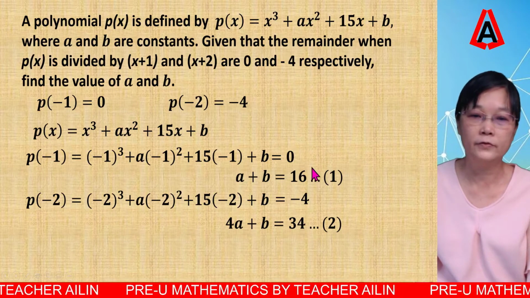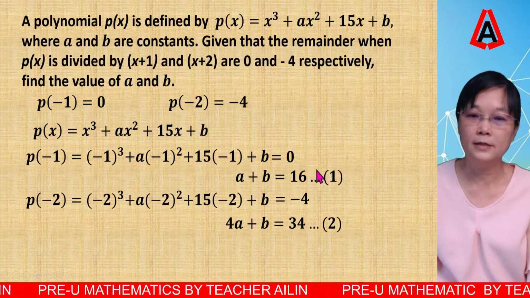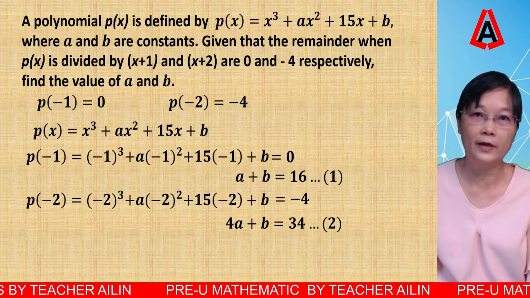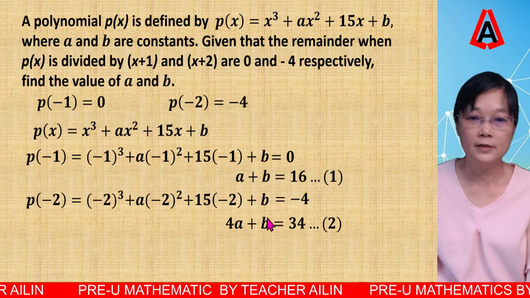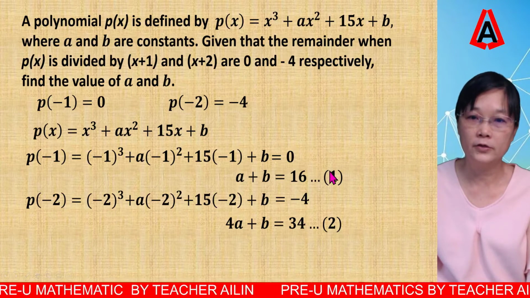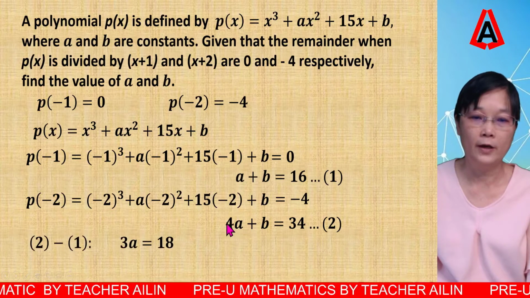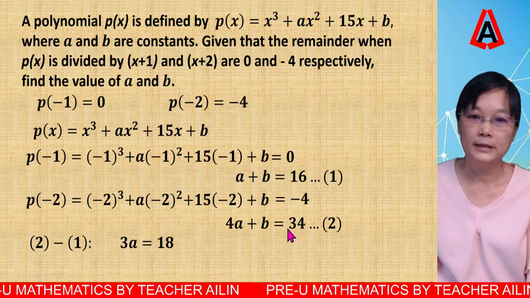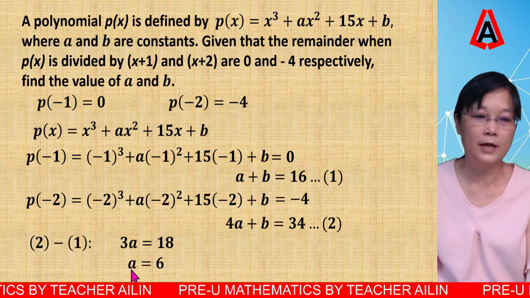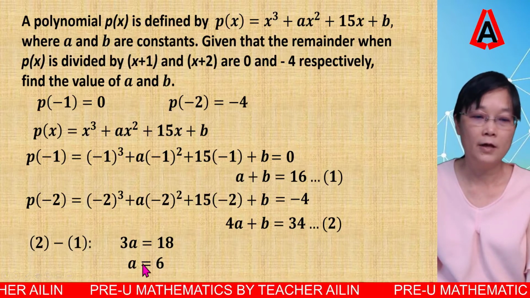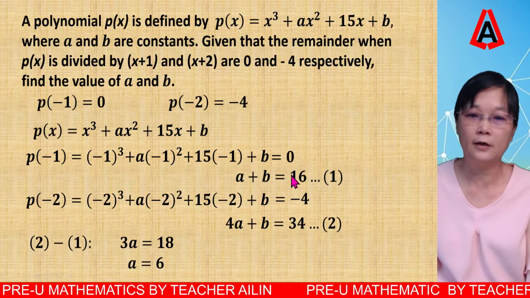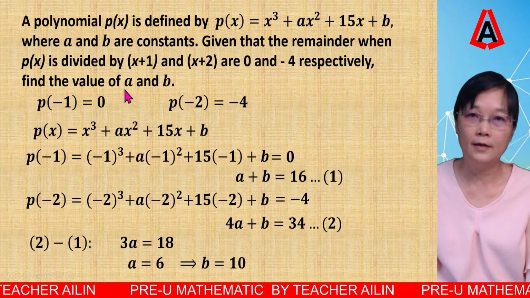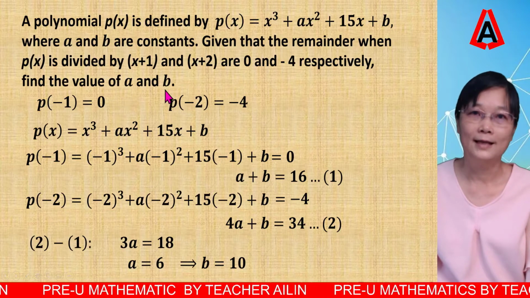So now I have two linear equations. By using these two linear equations, I'm going to solve the simultaneous equations to find the values of a and b. I'm going to use the second equation minus the first equation, where 4a minus a is 3a, b minus b is 0, and 34 minus 16 is 18. So now I get a is 6. Now I substitute a equals 6 into the first equation, and I get b equals 10. Therefore, a is 6 and b is 10.